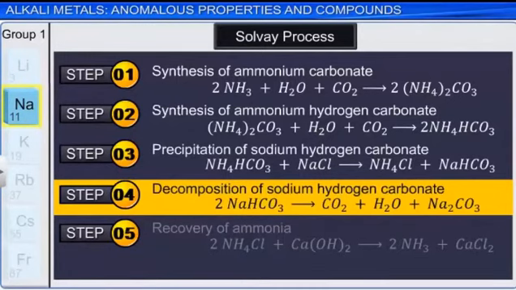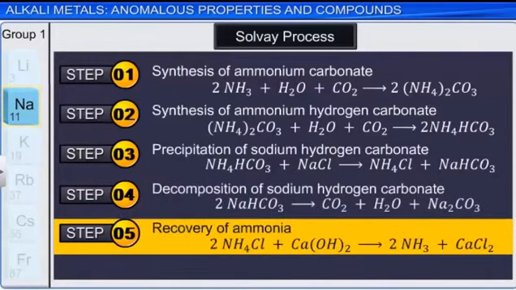Finally, ammonia is recovered by reacting the ammonium chloride formed in step 3 of the process. Calcium chloride is the only byproduct of this entire process.